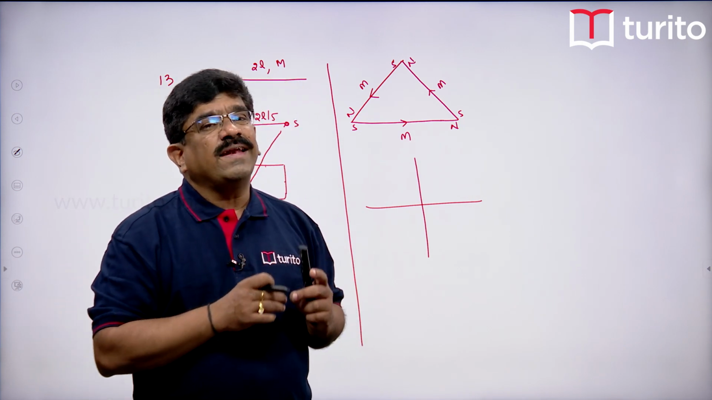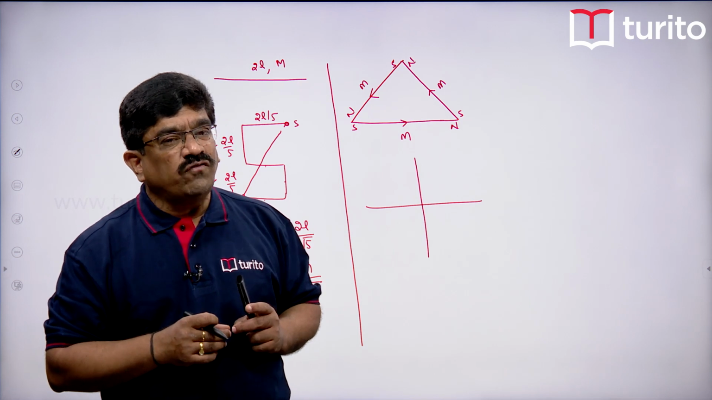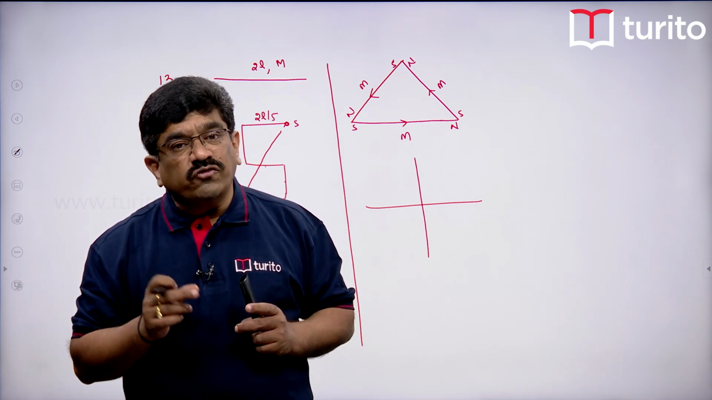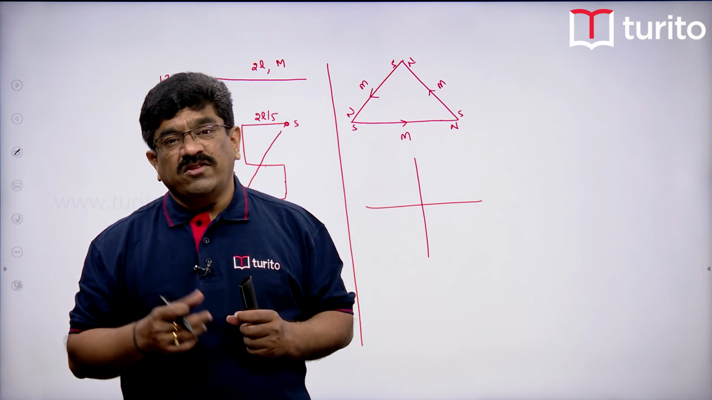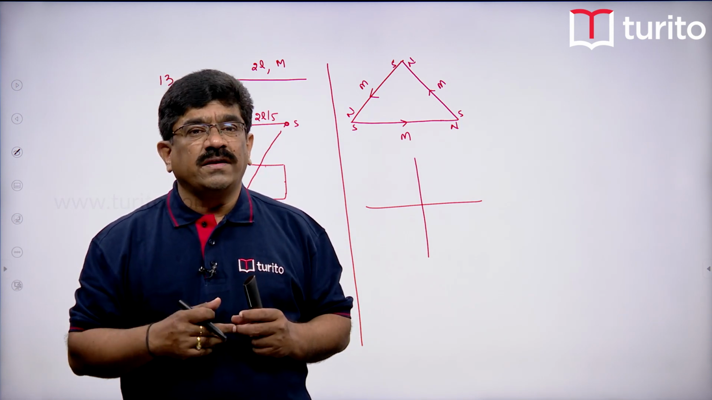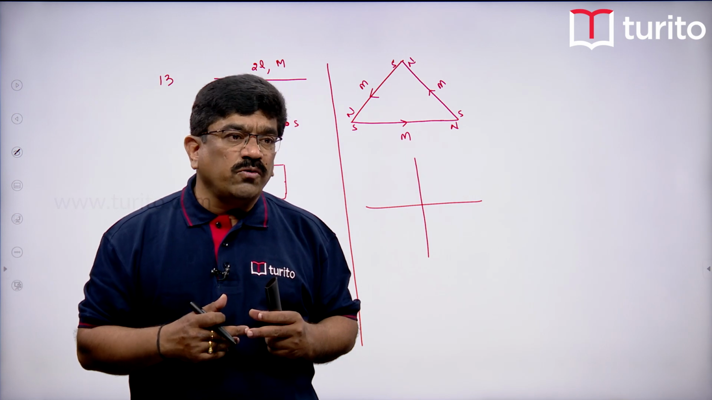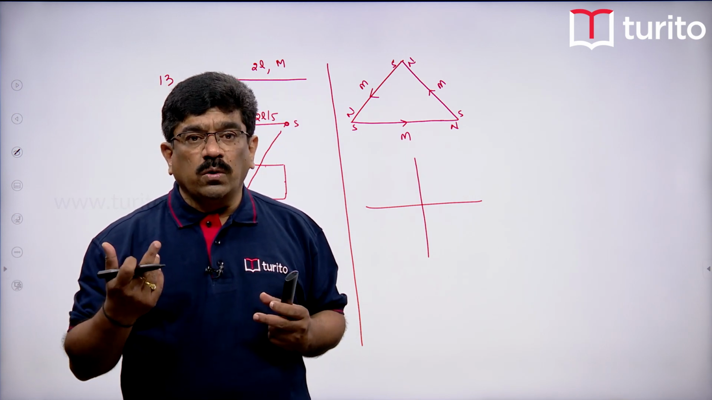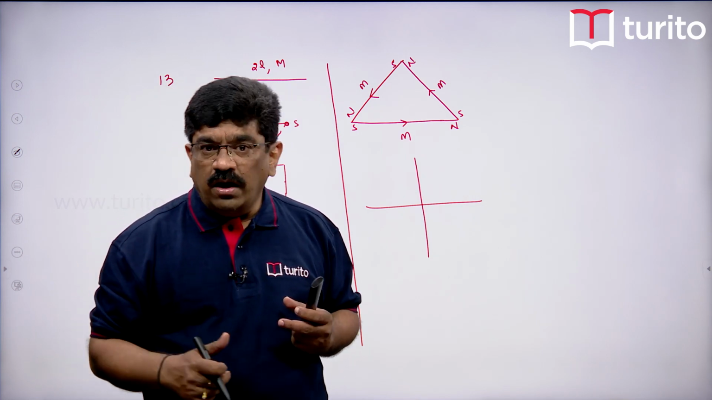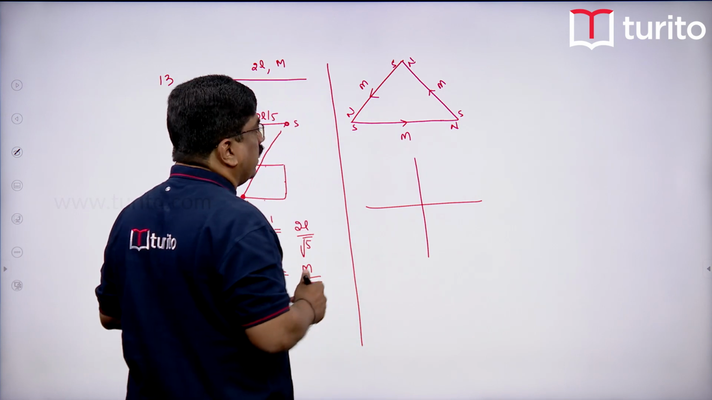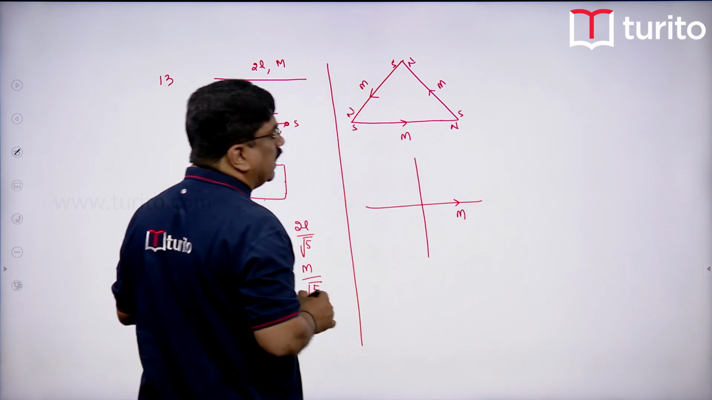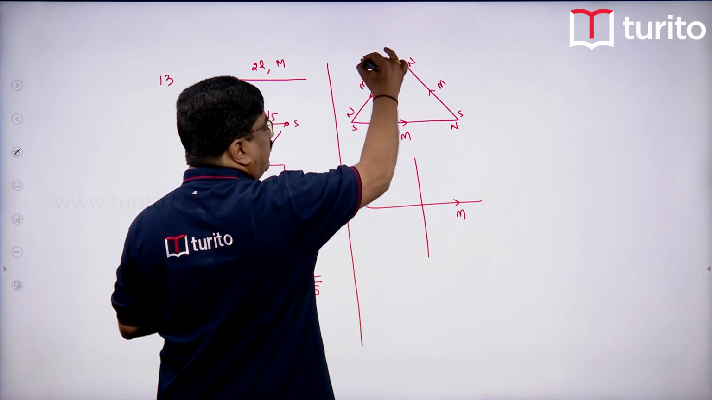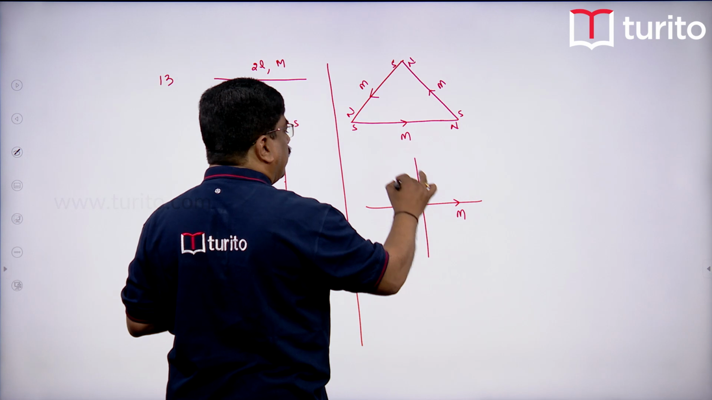Then the resultant can be calculated by using the formula r is equal to under root sigma x square plus sigma y square, where sigma x means the sum of the x components and sigma y means the sum of the y components. If you take the first one, this is capital M, the magnetic moment M, and here this is the second one. Like this we can arrange.